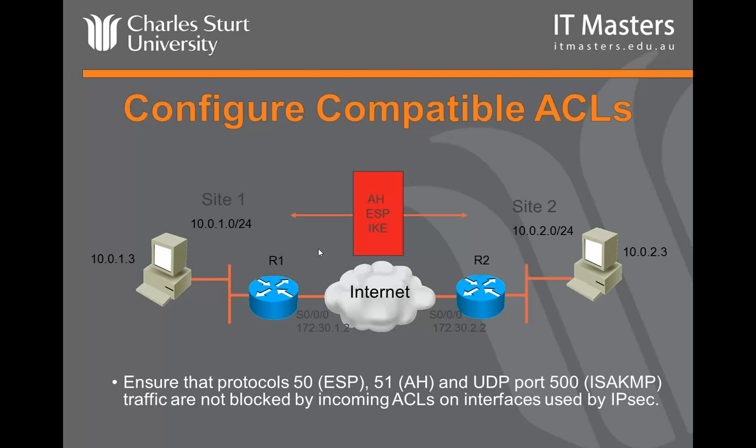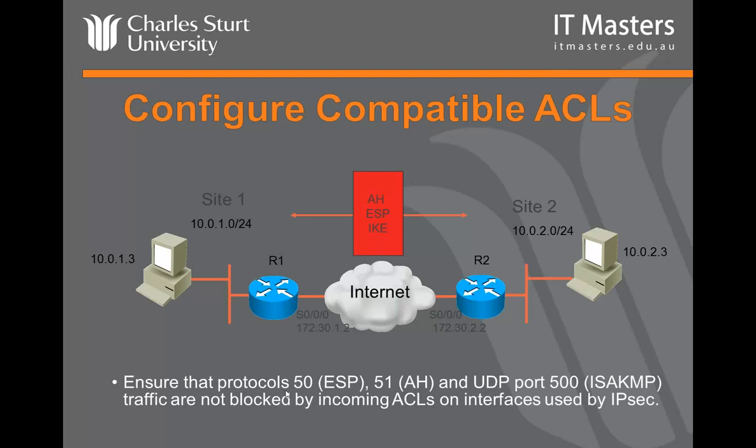So in other words, if we look at, say, serial 0/0/0 on each router, because we're connected to the internet, presumably you're going to have an access list on these routers, okay? Because in this case, we're not using firewalls. So if you were to block everything and only allow certain things out, chances are you're probably going to block ESP, AH and ISAKMP. If you were to do that, then your VPN tunnel dies or won't come up.